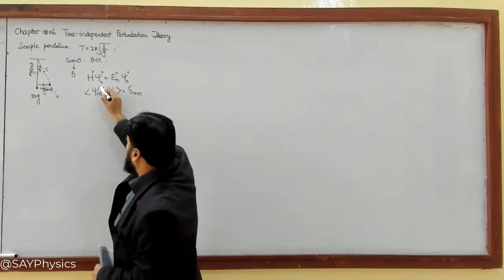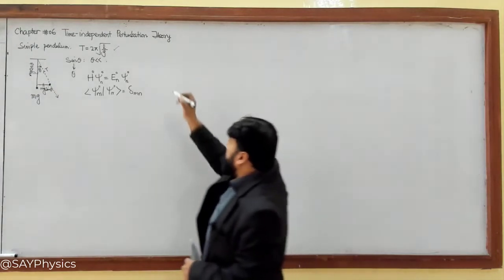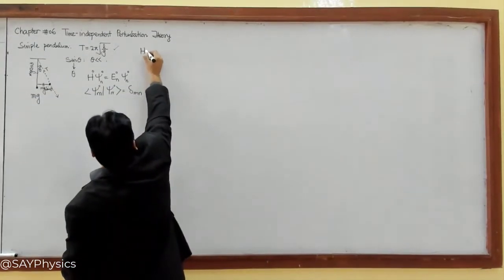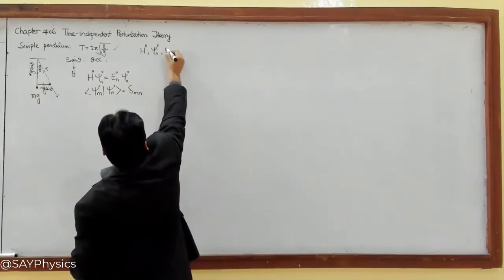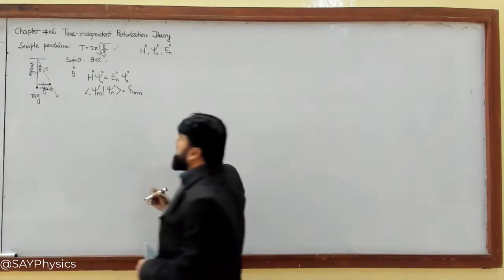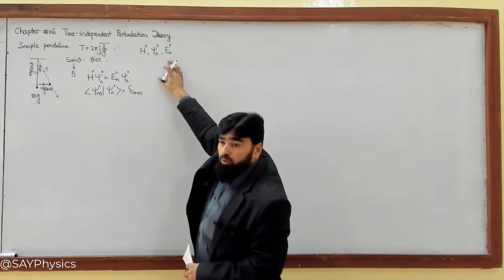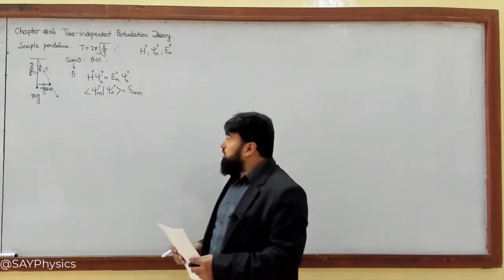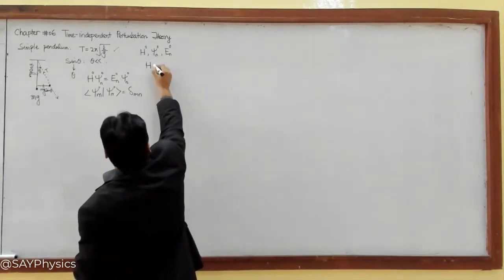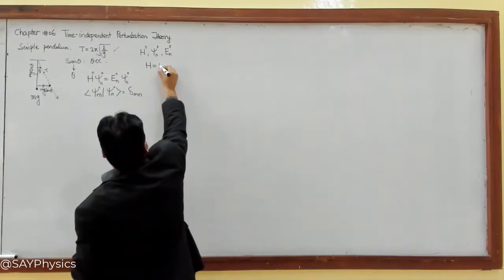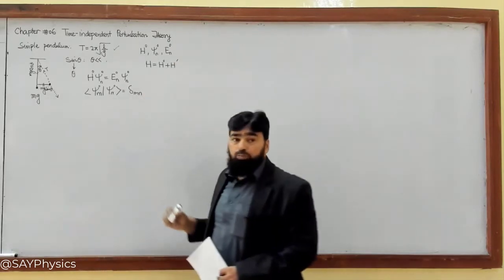Similarly, psi m0 with psi n0 is equal to delta mn. So this H0, psi n0 and En0 are the unperturbed Hamiltonian, wave function and its eigenvalue. And now when the situation becomes perturbed, then H will be equal to H0, the normal one, plus the perturbed one, which will be H prime.